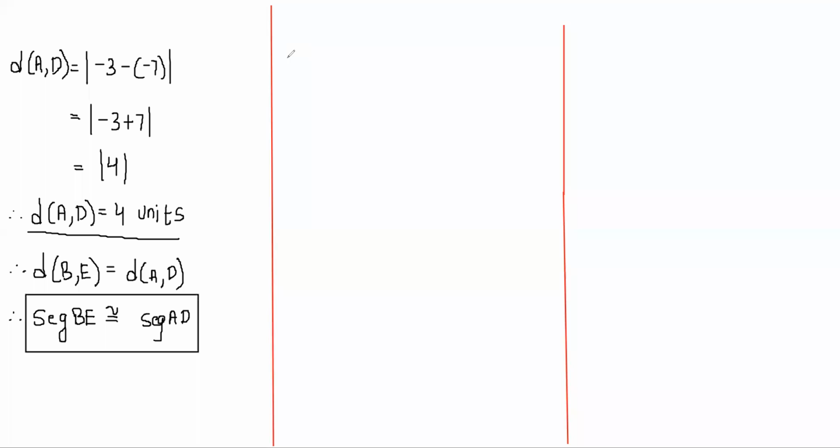Let us start question number 2. And sum number 2 is, point M is the midpoint of segment AB. If AB is equal to 8, then find the length of AM. So let us start with solution. The first statement of the question is, M is the midpoint of segment AB.